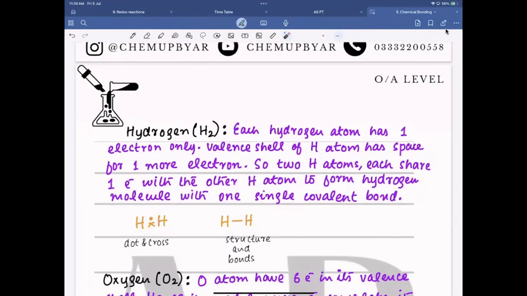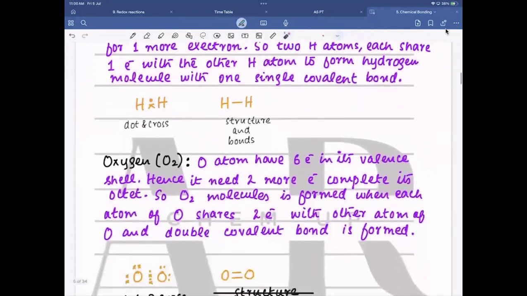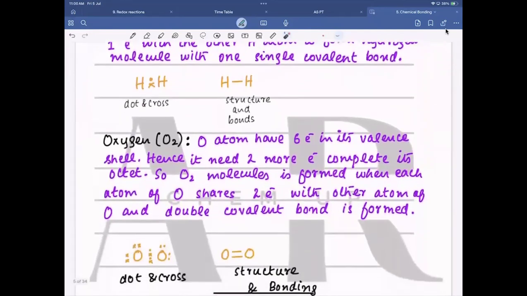Now, what happens with oxygen? If you see oxygen in the periodic table, you will find it in group 16, which means that it has 6 electrons in its valence shell, right? Yes. So an oxygen atom needs 2 more electrons. So when 2 oxygens come closer to each other, both need 2 electrons, right? So instead of losing or gaining, they are going to share 2 electrons with each other. As a result, see, these 2 pairs of electrons are now between the 2 atoms, right?